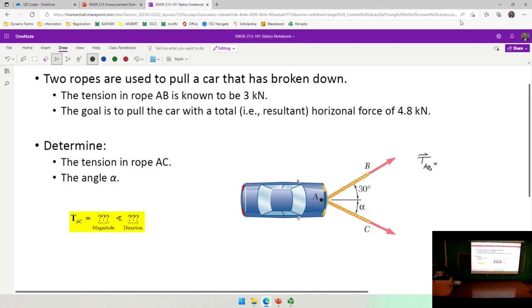So let's first start talking about this vector AB, okay? What I'm talking about with AB is the force and orientation for this rope. And I'm using the letter T because I'm trying to express how much tension is in the rope. So the tension in AB, again represented by a vector, is going to be represented something like this: 3 kilonewtons at 30 degrees. Would that be a fair statement? Just to make sure everybody's okay with that.